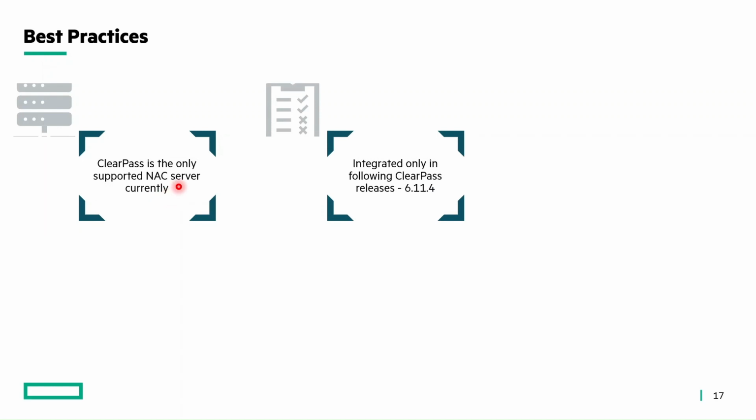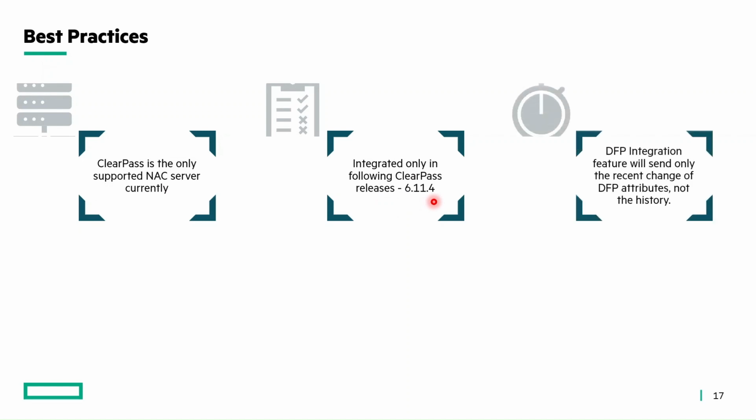Next, it is integrated only in the following ClearPass releases, that is 6.11.4 release onwards. Next, the DFP integration feature will send only the recent change of the DFP attributes, not the history of it. If there is any update to the DHCP option, only the recent one will be sent to the ClearPass Policy Manager.